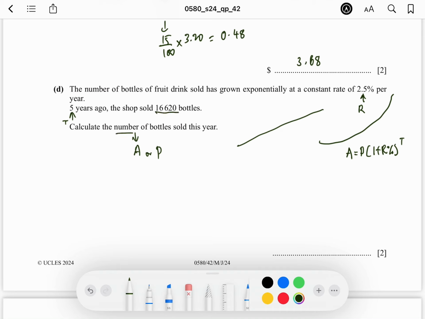So we have dua benda sini between 16,620 and number of bottles. Which one is A? Which one is P? Now remember P kalau duit represents principal ataupun the money that you put in initially, awal-awal. Okay? So which one is A? Which one is P? 16,620 is P, the original one. Artinya yang dicari adalah A.